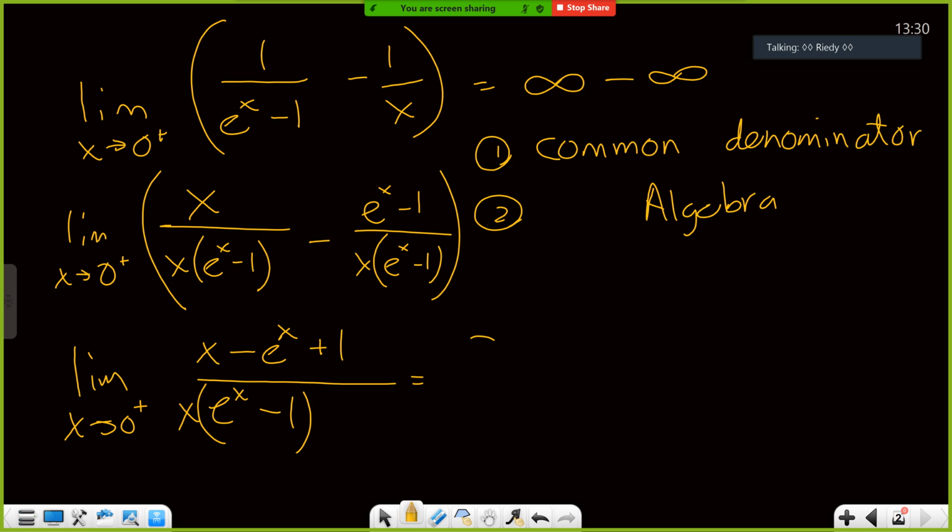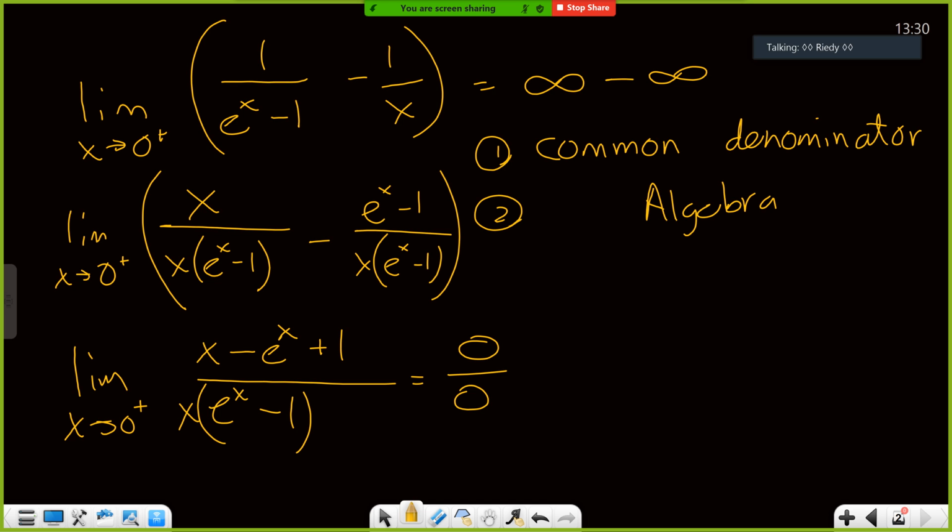And after all that fun, you'll get 0 over 0 in this particular example. And now you see the pattern here. Common denominator algebra gets me into a form that I can work with, which is a 0 over 0. Sometimes you get infinity over infinity. And then you just go down that L'Hopital rabbit hole again.